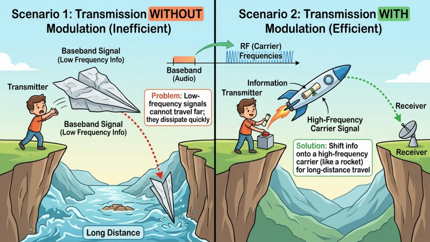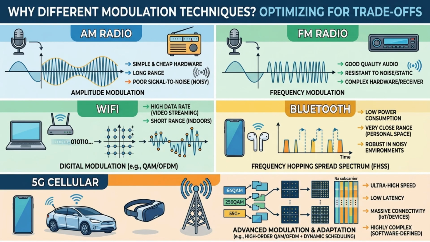In the previous lesson, we learned why modulation is necessary. Baseband signals cannot be transmitted efficiently over long distances, so communication systems shift the information onto a high-frequency carrier before transmission. However, knowing that modulation is required immediately raises another question. If the goal is simply to move information onto a carrier, why are there so many different modulation techniques? Why do AM radio, FM radio, Wi-Fi, Bluetooth, and 5G all use different methods?